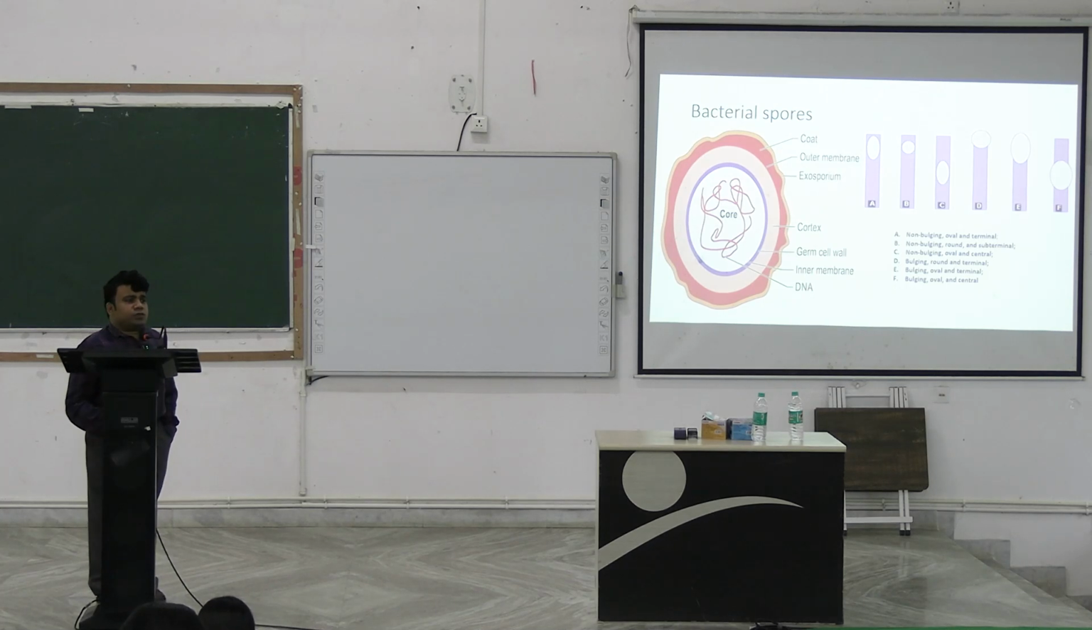Two phenomena occur. One is called sporulation. When a vegetative bacteria turns into a spore, we call it sporulation. And the reverse, that is, when the spore again becomes a vegetative bacteria, we call it germination.